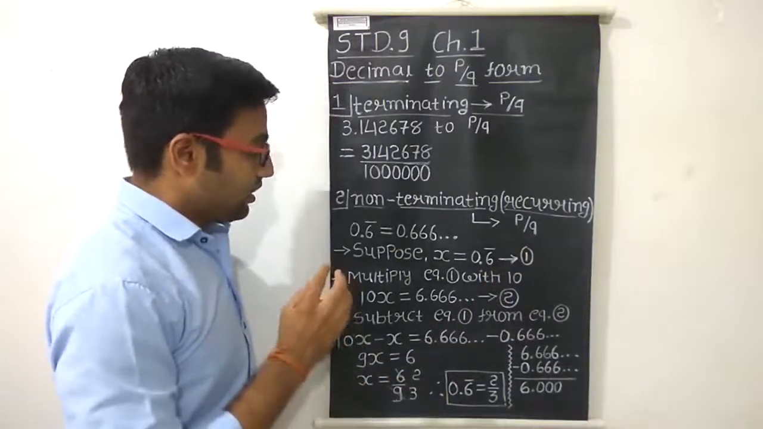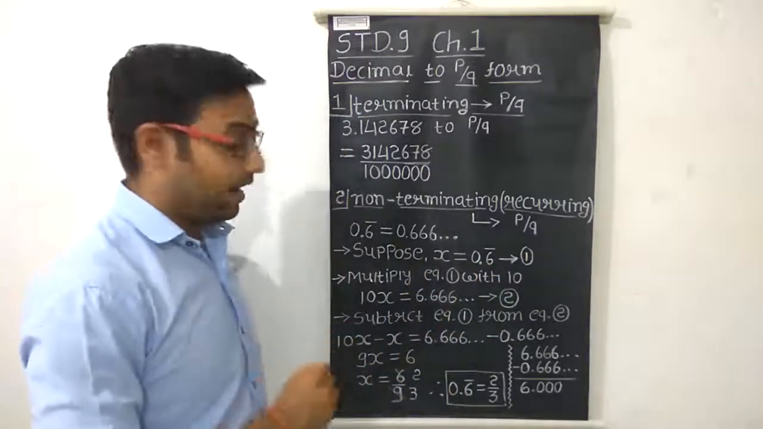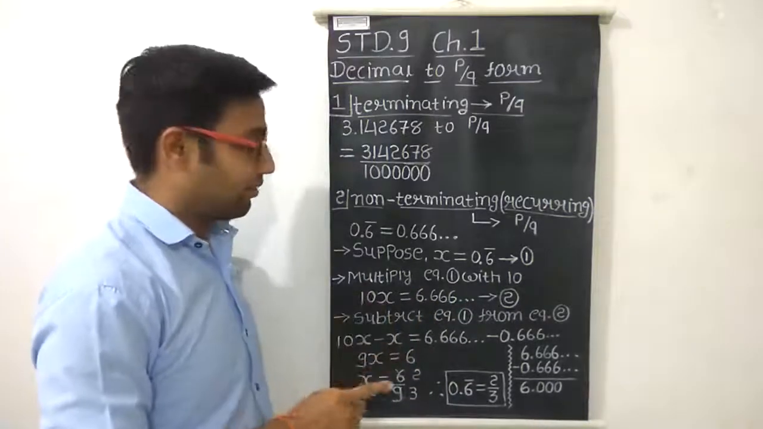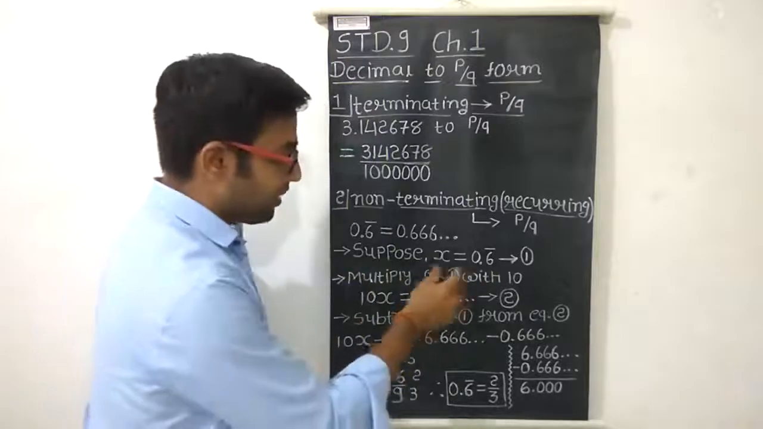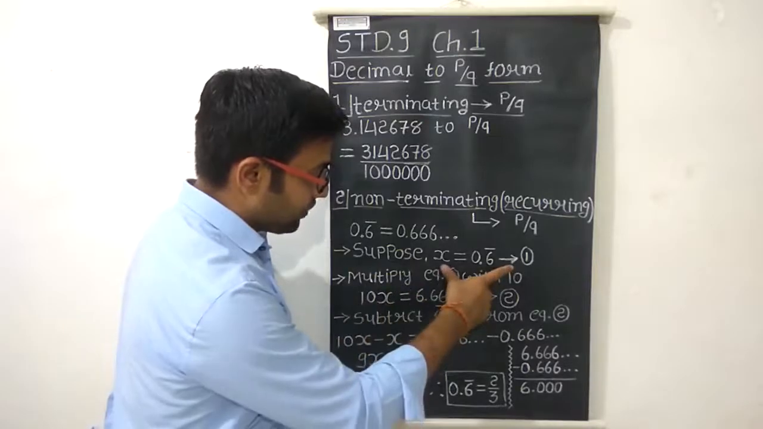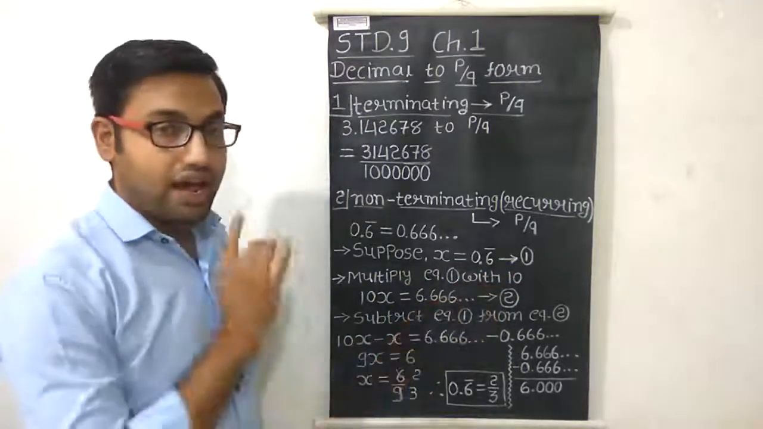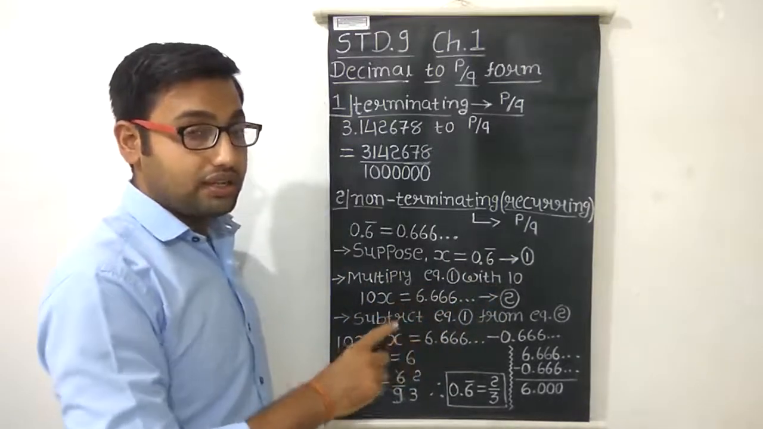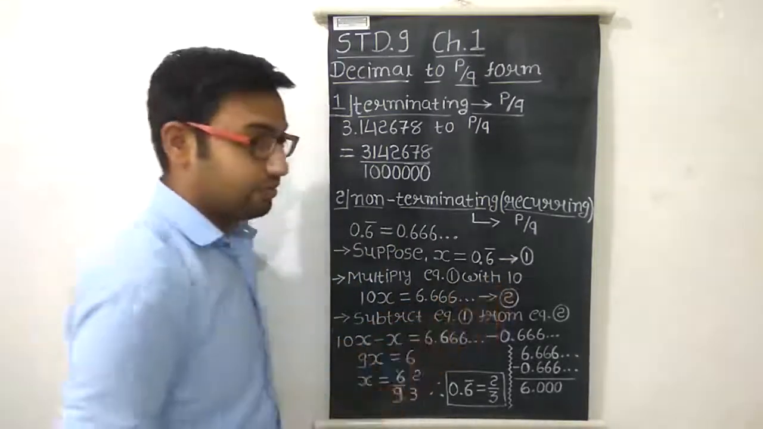Right? Now we will multiply equation number 1 with 10. This is the second step. What is the first step? The first step is to suppose the given number as x. The second step is to multiply equation number 1 with 10. Why with 10? Why do we not multiply with 100 or 1000, right? In the next step you will get the answer to this question.